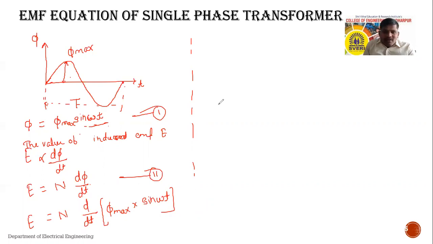Now the induced EMF E is equal to n d phi by dt. So tell me the derivative of phi max sin omega t with respect to t.